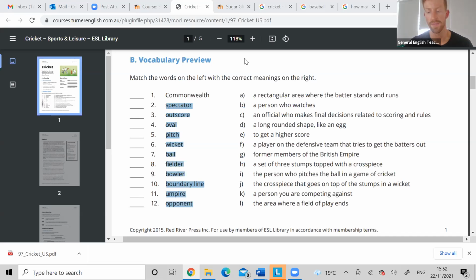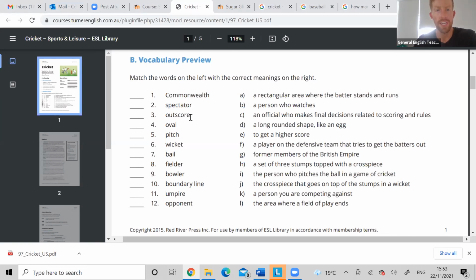How are we doing, guys? We ready? All right, let's take a look at these then. Right, so number two, we have spectator. Did anyone get this one? We already talked about this one, so I'm going to start calling out names. Debbie, I see you on my screen. Number two, what does that match to? It's a person who watches. Yes, a person who watches, number two. Okay, awesome.